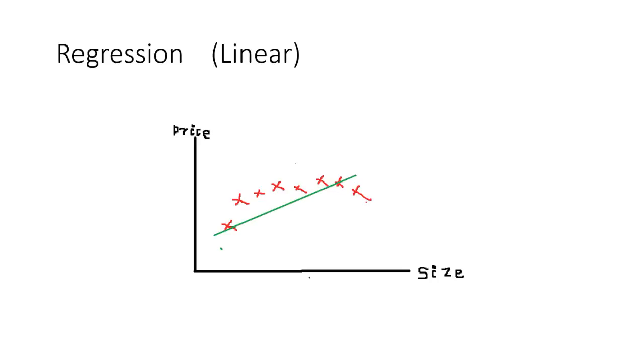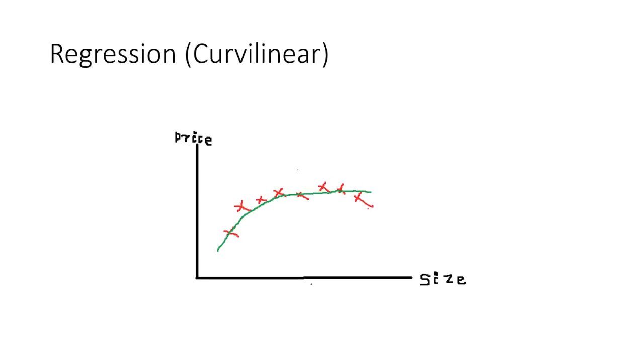So this kind of problem, where we need to determine the value of a continuous variable based on some other variable, we are trying to determine the value of price based on size. Price is a continuous variable. What is a continuous variable? A variable which takes a value between two given values, it can take any value. So price can take any value from 0 to infinity. It depends on another value, which is size. So these problems are known as regression problems. And why is it linear here? Because I have fitted a linear line to it.